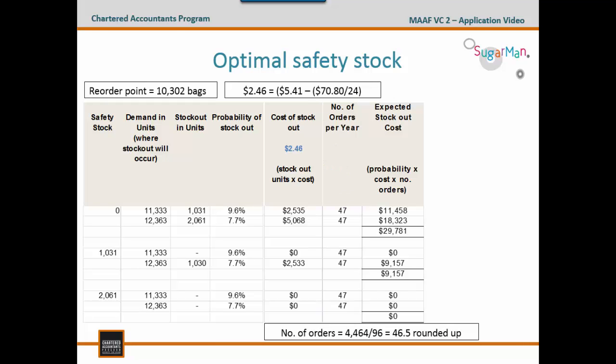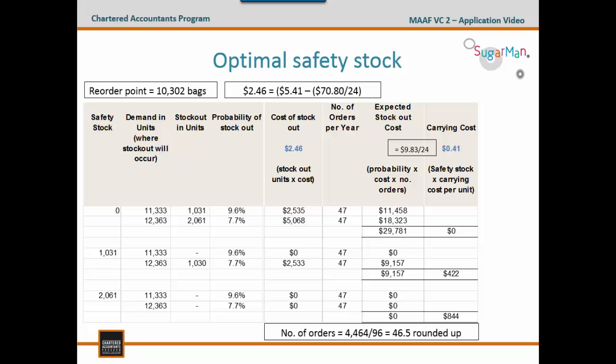The next step is to calculate the expected stockout cost for the year by multiplying the cost we have just calculated by the number of orders and by the probability of a stockout occurring. But how do we calculate the number of orders? This is the demand for the year divided by the economic order quantity we calculated earlier. This is shown at the bottom of the screen. So we have the total cost of stockouts at the various levels of demand.